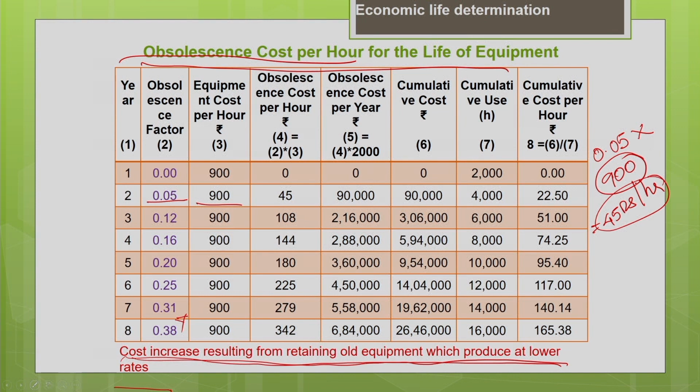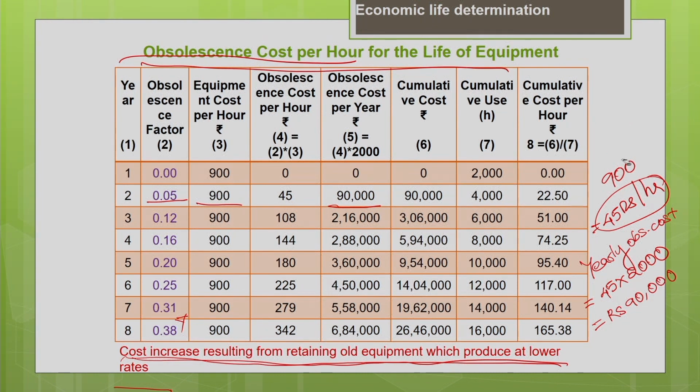Okay. So, this is on an hourly basis. Now, you have to calculate for the entire year. So, the yearly obsolescence cost for the first year is 45 multiplied by 2000. So, 45 multiplied by 2000 gives you the obsolescence cost as 90,000 for the first year.